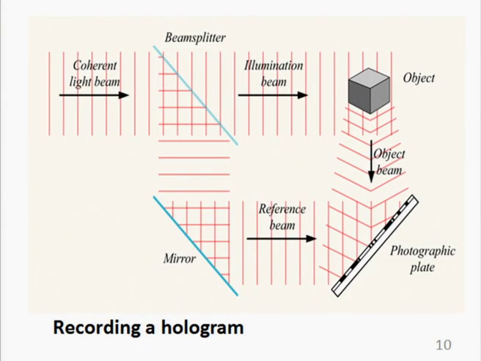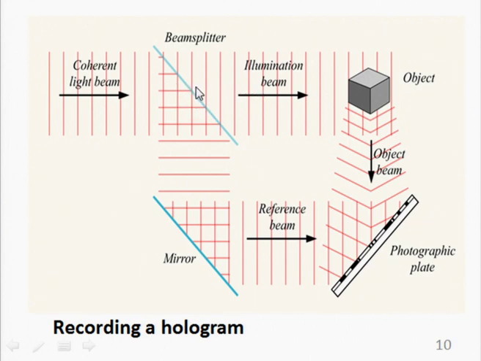Look into this particular slide. This slide shows recording a hologram with a coherent beam of light. Coherent beam means all the waves that are traveling are in agreement with each other. That means crest is on crest and trough is on trough, that is the sort of agreement. Now, such a coherent light beam falls on what is called a beam splitter.